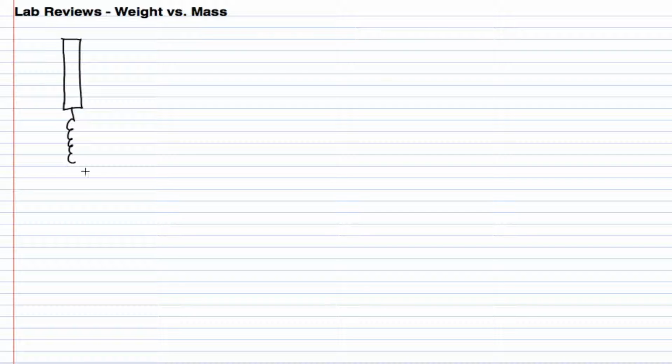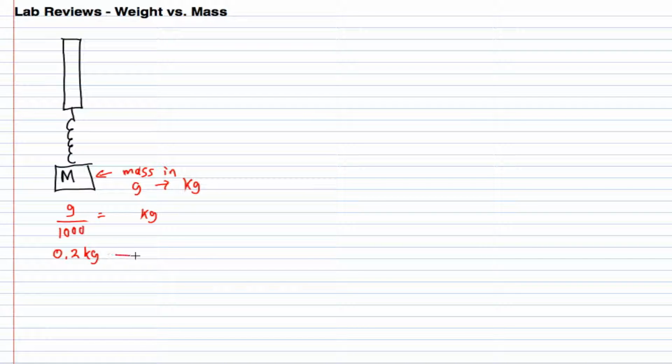I gave you a spring scale, and what you did was you put some masses on this spring scale. You would look at the mass in grams and convert that to kilograms. Of course, the way you would do that is you would take your grams and divide by 1,000, and then you would get kilograms. I think we ended up going from 0.2 kilograms all the way up to 1.0 kilograms.